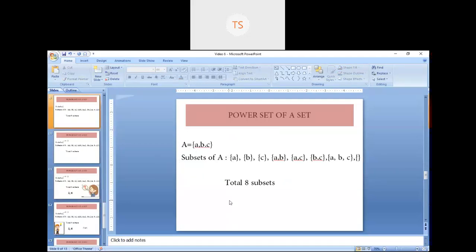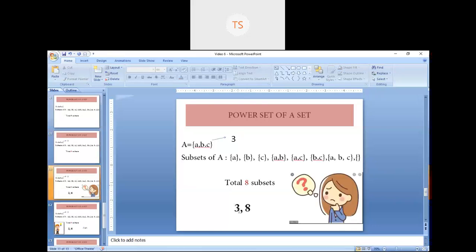Now see, if you count the number of subsets of capital A, how many subsets are there? You have 1, 2, 3, 4, 5, 6, 7 and 8. You are getting 8 subsets of capital A. Now, how many elements are there in capital A? 1, 2, 3. That means 3 elements. And the total number of subsets of capital A is 8. So now you have two numbers, 3 and 8.